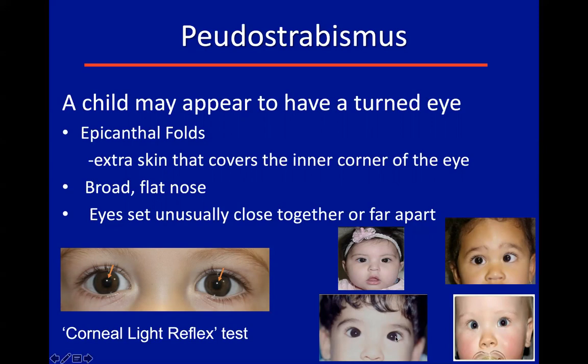So what causes you, or the parent, or the non-ophthalmologist to think this patient has a strabismus? It's a pseudostrabismus. A lot of times, it's the epicanthal folds, as you see very nicely in this patient, and in this patient even more. When the child is born, they can have extra epicanthal folds. It's just extra skin that covers the inner corner of the eye.